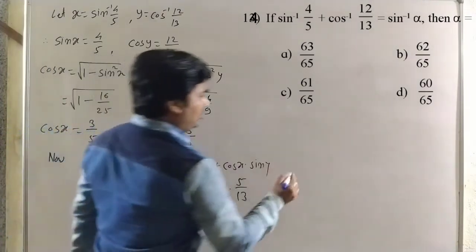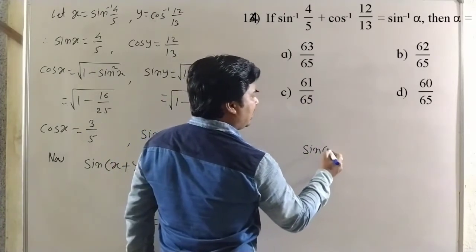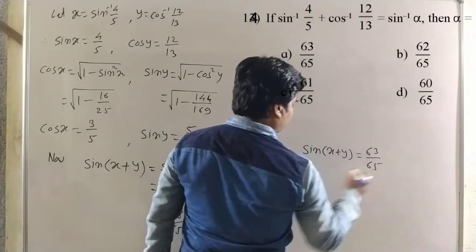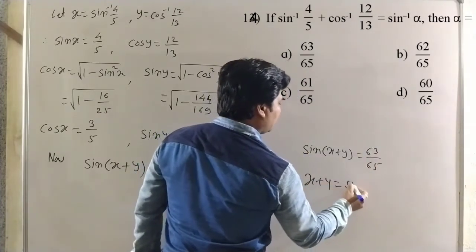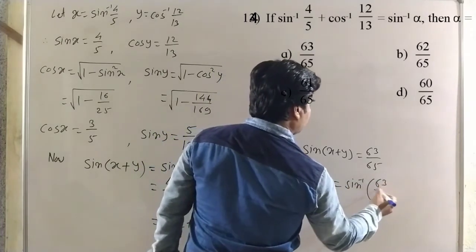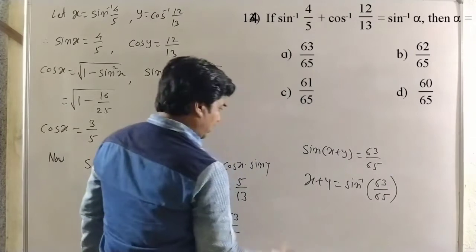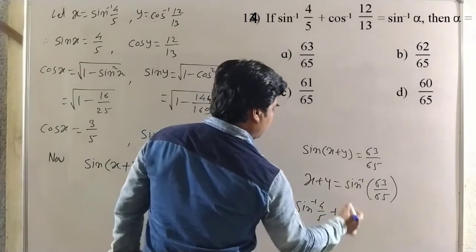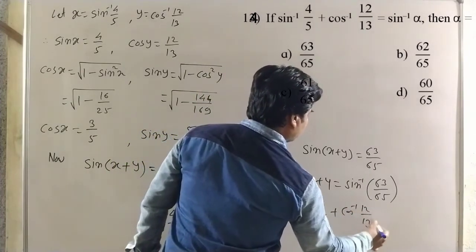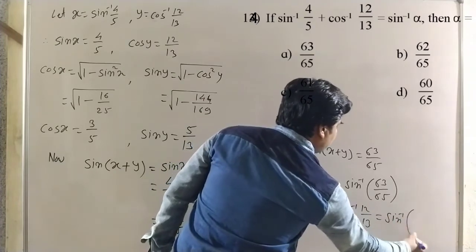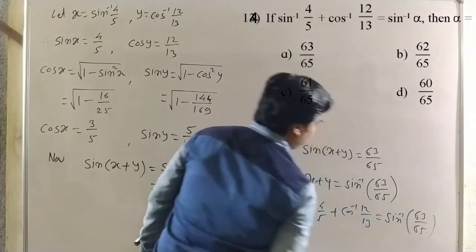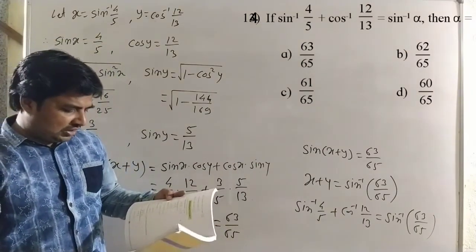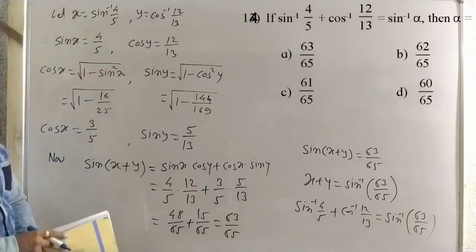Okay, see carefully, the value of sin(x plus y) is equal to 63 upon 65, and then x plus y is equal to sine inverse of 63 by 65. Here x is sine inverse 4 by 5 plus y is cos inverse of 12 by 13, which is equal to sine inverse of 63 by 65. That means we get the answer: alpha is equal to 63 by 65. Okay, see carefully this calculation.